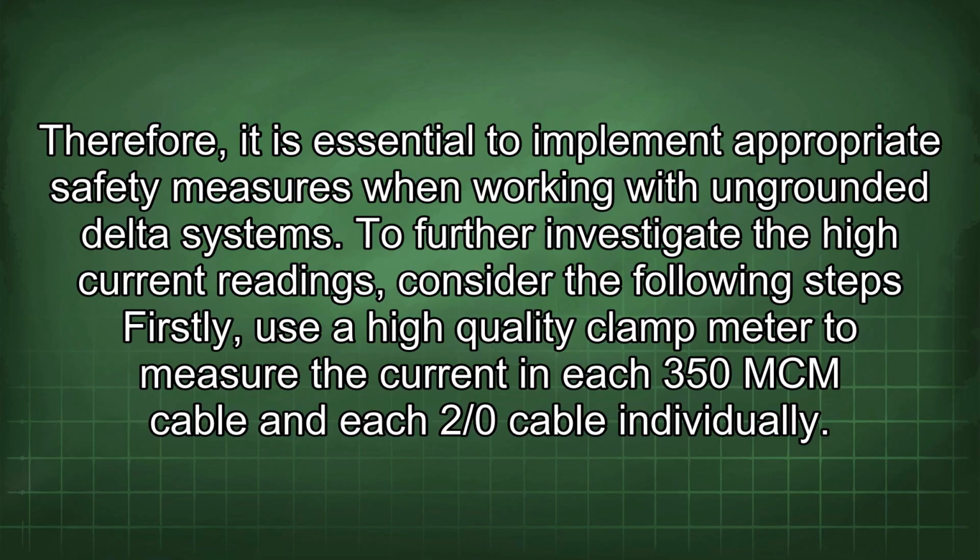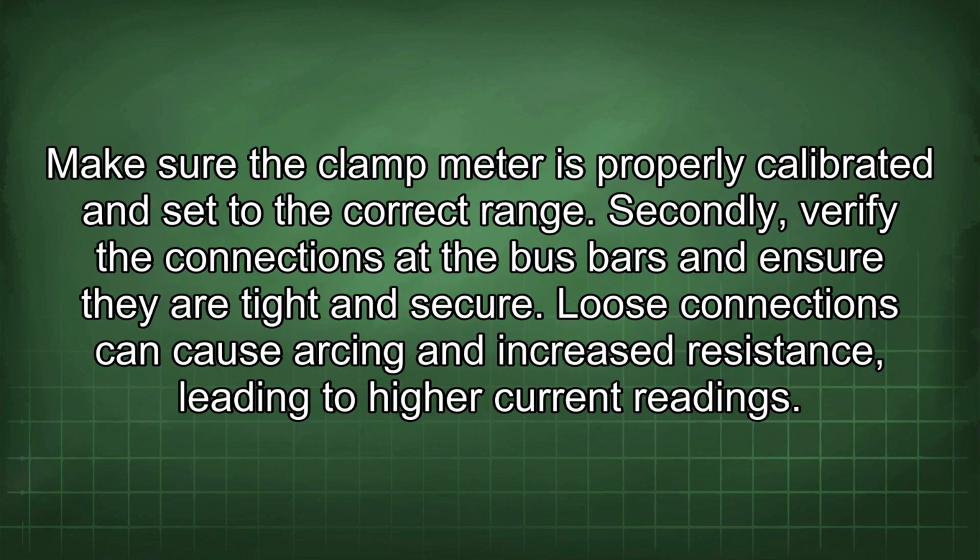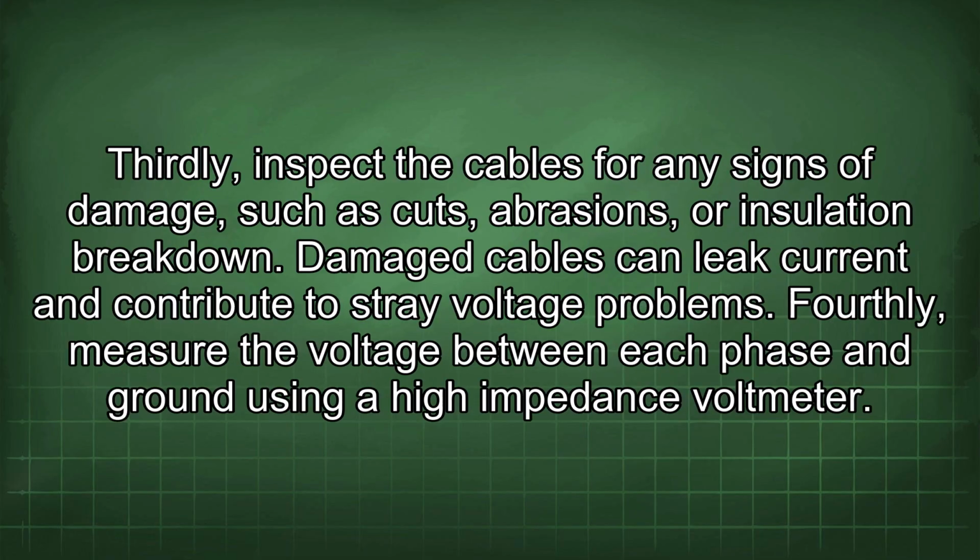To further investigate the high current readings, consider the following steps. Firstly, use a high-quality clamp meter to measure the current in each 350 MCM cable and each 2/0 cable individually. Make sure the clamp meter is properly calibrated and set to the correct range. Secondly, verify the connections at the bus bars and ensure they are tight and secure. Loose connections can cause arcing and increased resistance, leading to higher current readings. Thirdly, inspect the cables for any signs of damage, such as cuts, abrasions, or insulation breakdown.